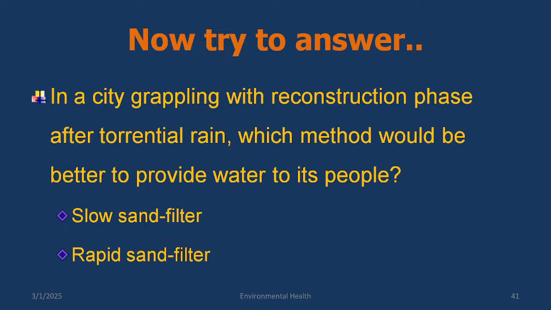Good. You guessed right. Rapid means water filtration happens really fast, and in such a scenario, even though the water filtration happens faster, the quality is not as good as slow sand filters. But still, because the situation is that we need water very fast.